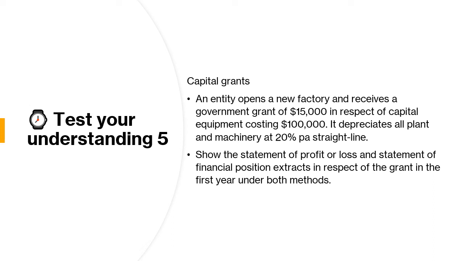Now solve this question. An entity opens a new factory and receives a government grant of $15,000 in respect of capital equipment costing $100,000. It is depreciating plant at the rate of 20% per annum, straight line method. We have to show the statement of profit and loss and statement of financial position extract in respect of the grant in the first year under both the methods.